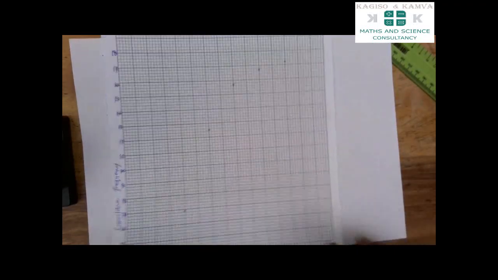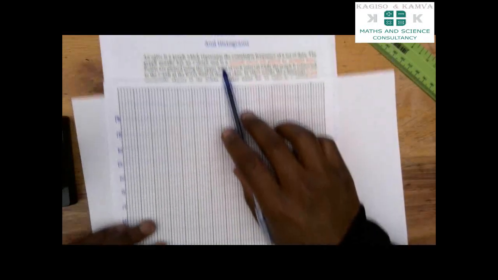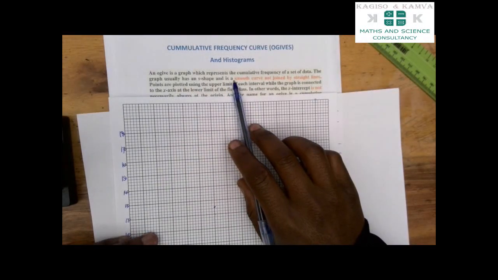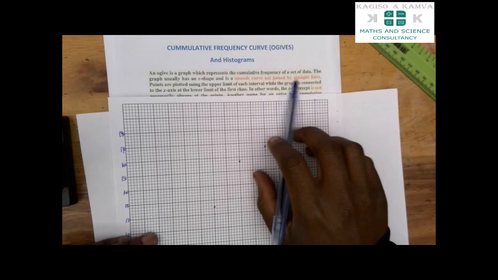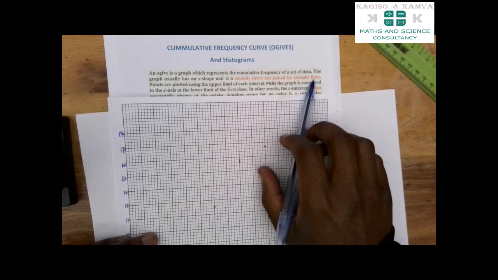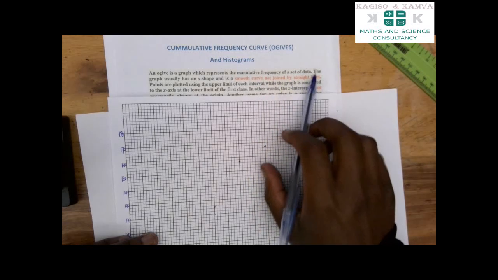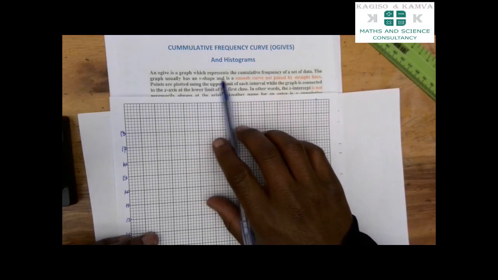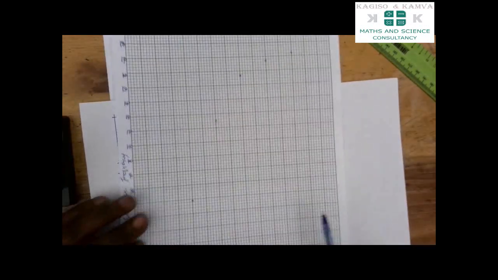So what did we say an ogive is? It is a smooth curve, not joined by straight lines. The graph usually has an S shape. Good.